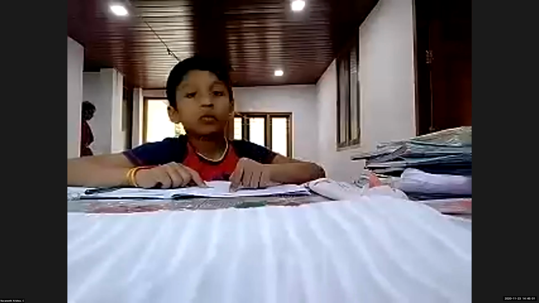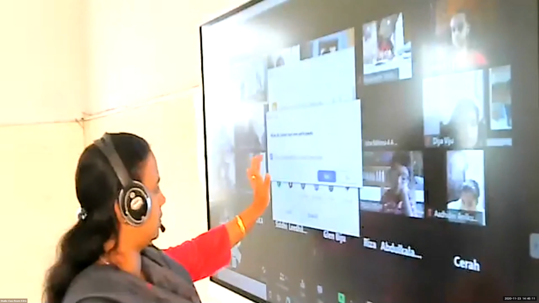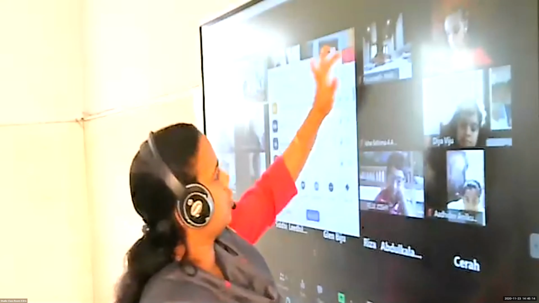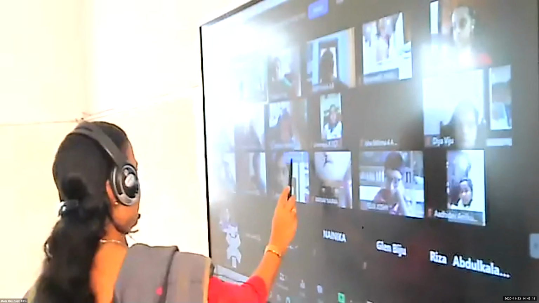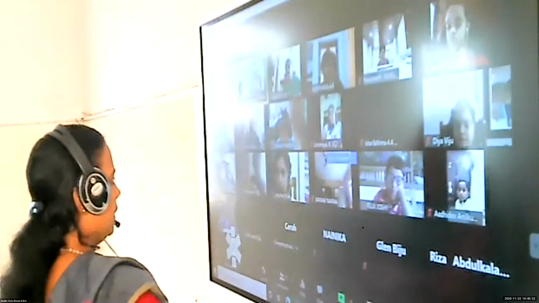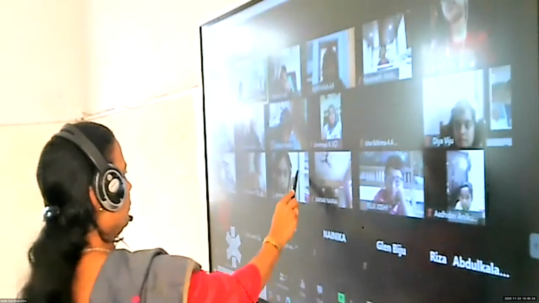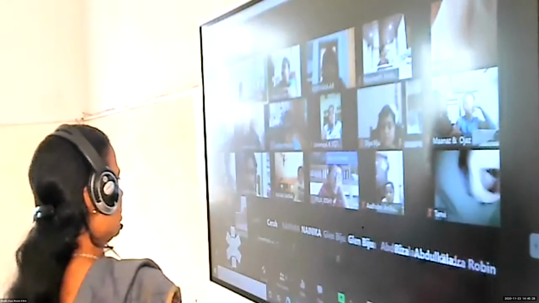What is an equivalent fraction? Yes, I know children, you are saying it correctly, but I will ask one by one to make it more clear. Yes, Arpida. What is an equivalent fraction? What do you mean by equivalent fraction?